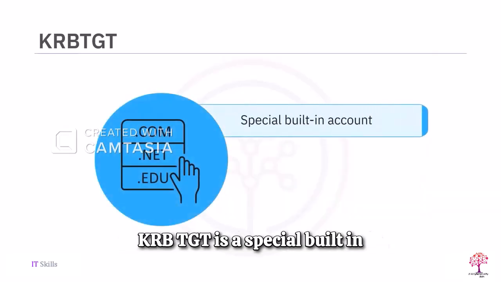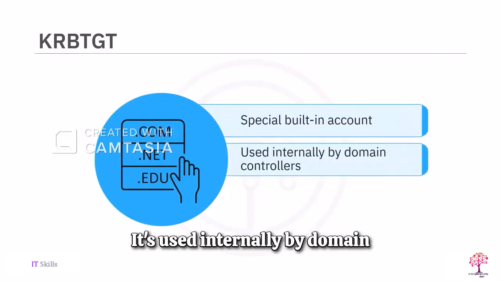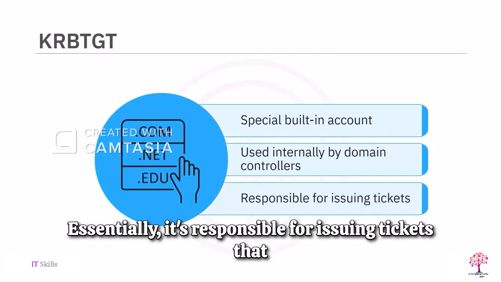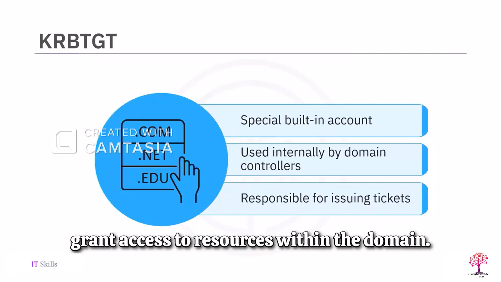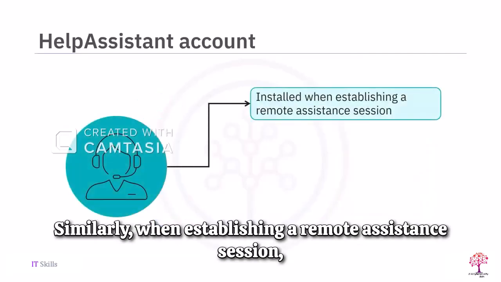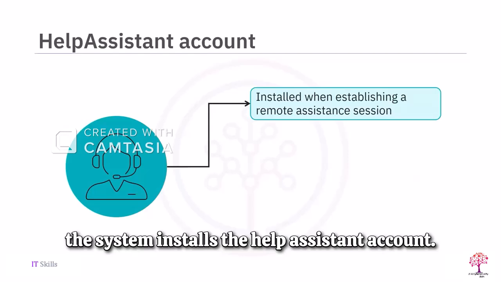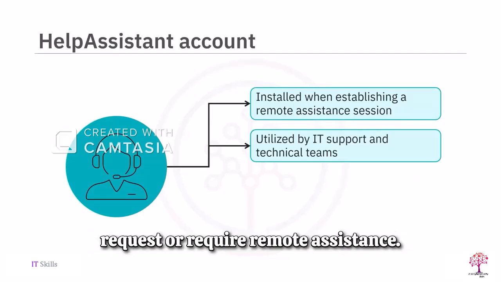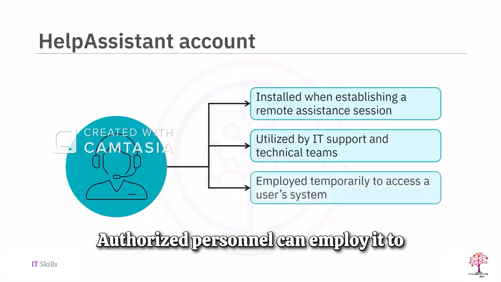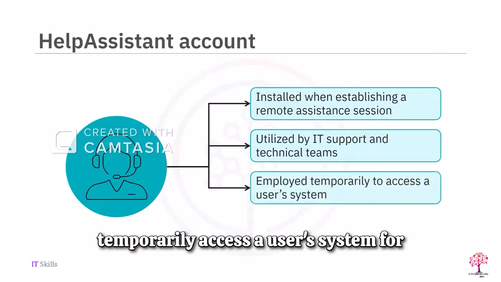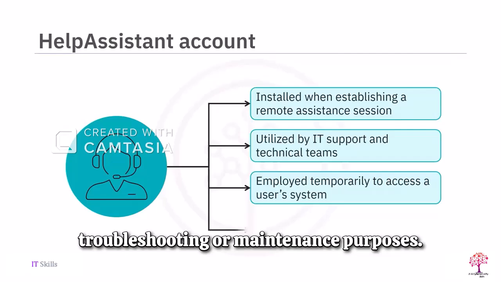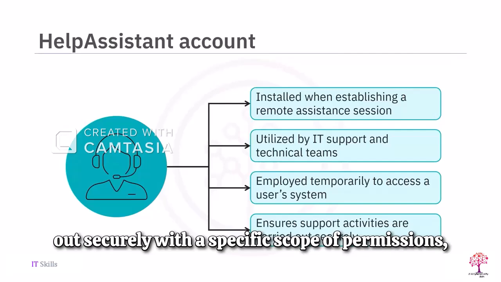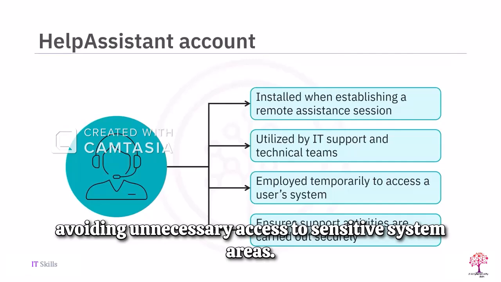KRBTGT is a special built-in account in a Windows AD domain. It's used internally by domain controllers to manage Kerberos authentication. Essentially, it's responsible for issuing tickets that grant access to resources within the domain. Similarly, when establishing a remote assistance session, the system installs the Help Assistant account. IT support and technical teams primarily utilize this specialized account when they request or require remote assistance. Authorized personnel can employ it to temporarily access a user's system for troubleshooting or maintenance purposes. Its design ensures that support activities are carried out securely with a specific scope of permissions, avoiding unnecessary access to sensitive system areas.